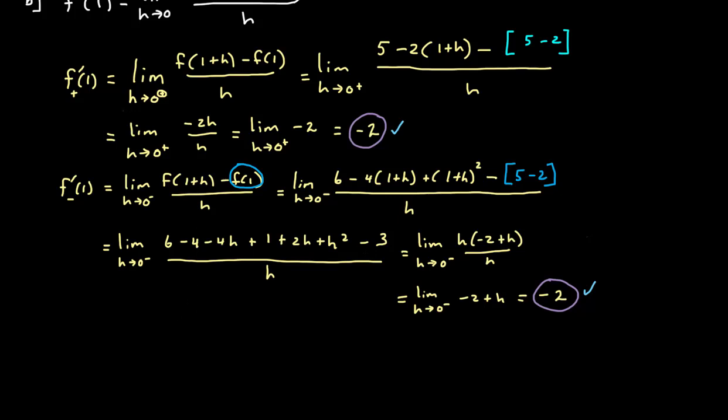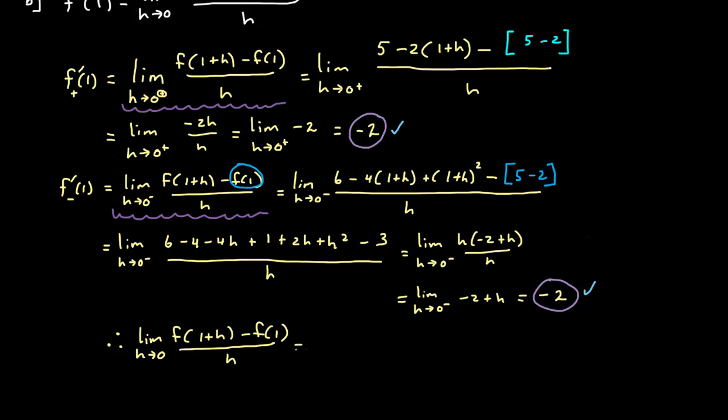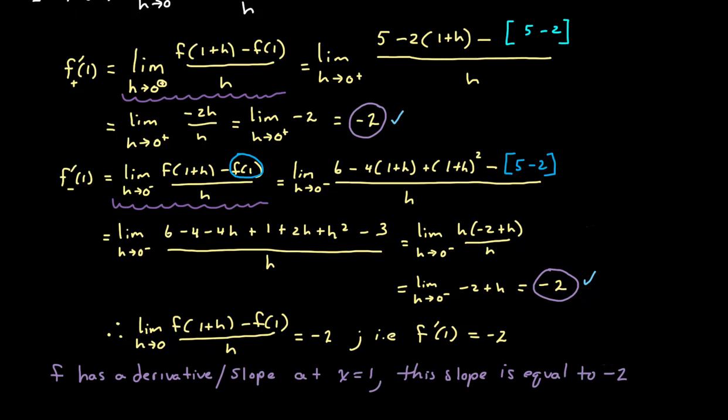So what I want to do here is, see, I found this limit here, the limit as h approaches 0 from the right, and I found the limit as h approaches 0 from the left. And so locally, what I want to conclude, and I'm going to put that here, is that the limit as h approaches 0, period, of f of 1 plus h minus f of 1 all over h, is equal to negative 2. The limit from the right equaled the limit from the left, so the limit of this difference quotient is equal to negative 2. And I'm going to say i.e., or that is, f prime of 1 equals negative 2. And we'll note that f does have a derivative, or a slope, at x equals 1, and this slope is equal to negative 2.